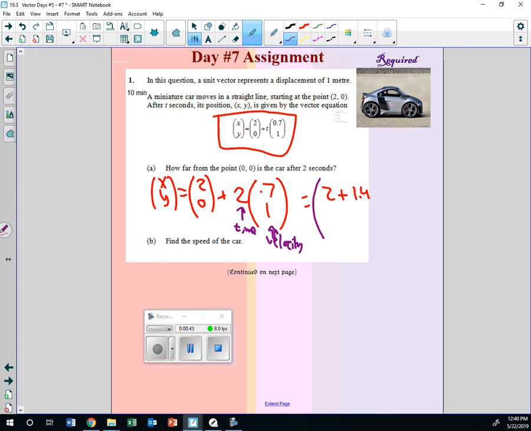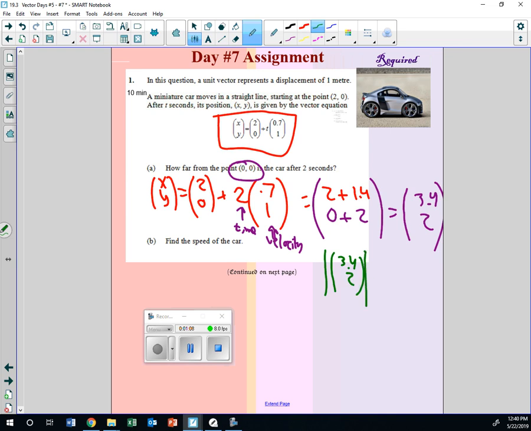When I find my new position, I just take 2 plus 1.4, 0 plus 2 times 1. So that's going to give me (3.4, 2). That is where I ended up after 2 seconds. We're asked to find out how far it is from 0. So essentially you're finding the magnitude of this if the tail is at the origin. So it's the square root of 3.4 squared plus 2 squared.